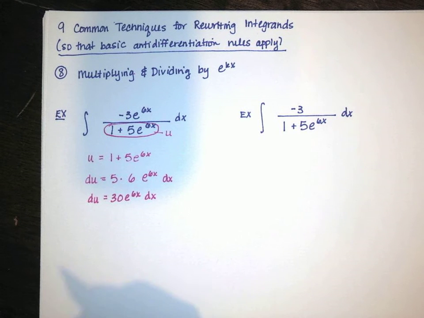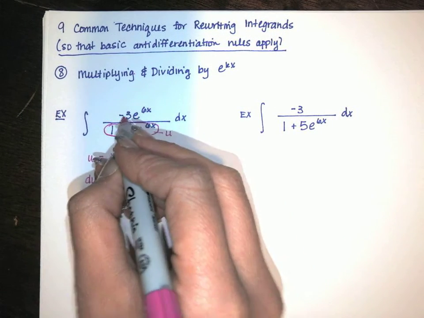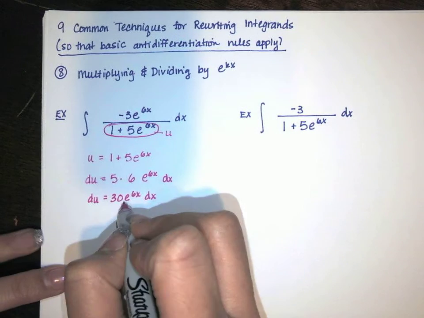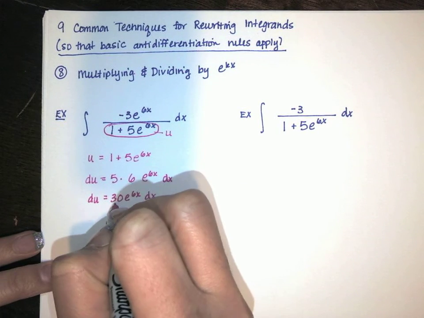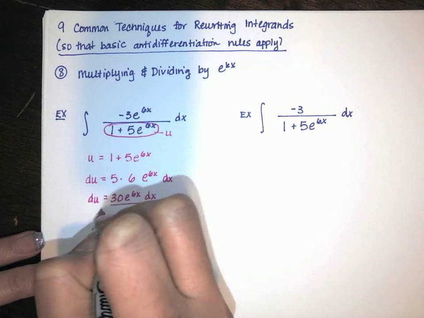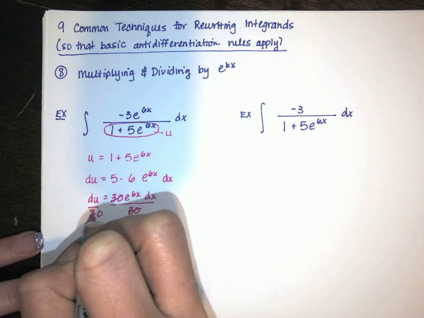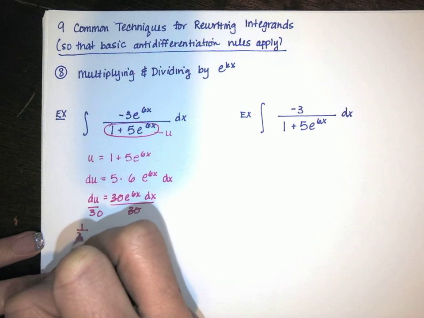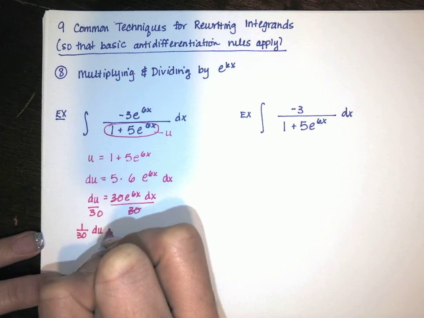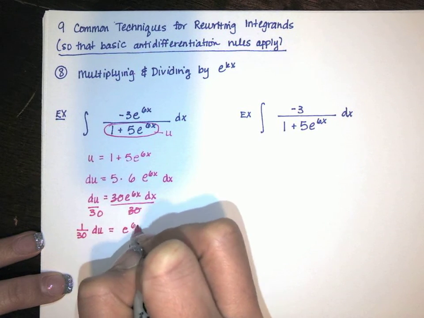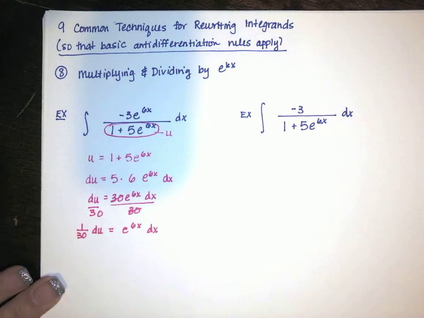I think what I'm going to do, rather than dividing by negative 10 to make it look exactly like the numerator that's there, I think I'm just going to solve for the e to the 6x dx this time. So we'll divide both sides by 30, and dividing by 30 is the same as multiplying by 1 over 30. 1 over 30 du is equal to e to the 6x dx.